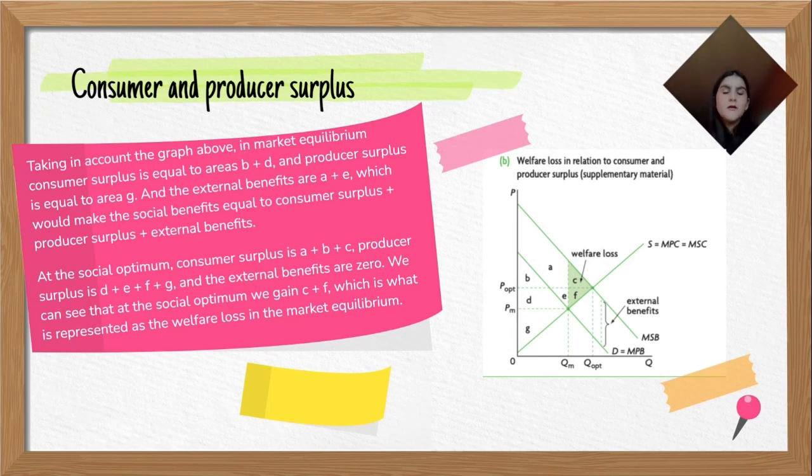At the social optimum, consumer surplus would now be A, B, and C, and producer surplus would be D, E, F, and G. And the external benefits are zero. We can see that at the social optimum, we gain the welfare loss, which is C and F, and that is what we lose when we produce at the market equilibrium.